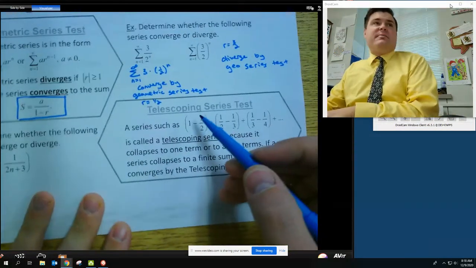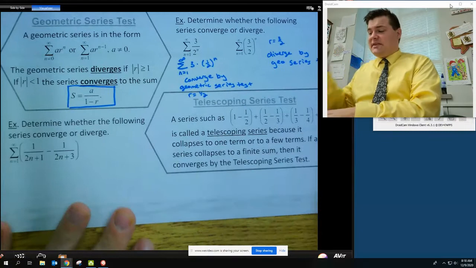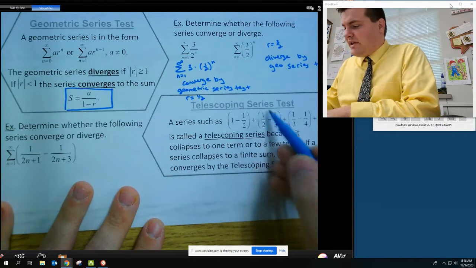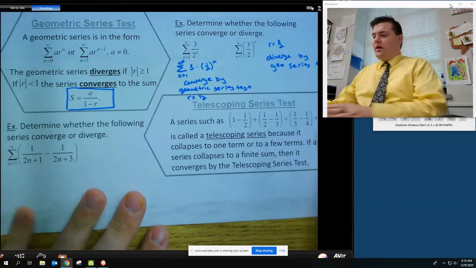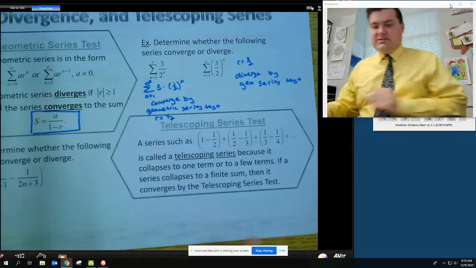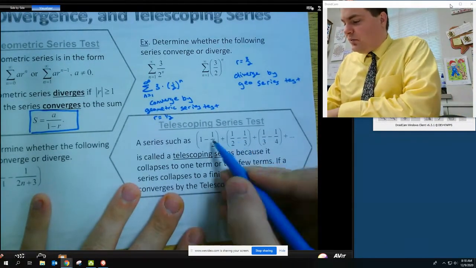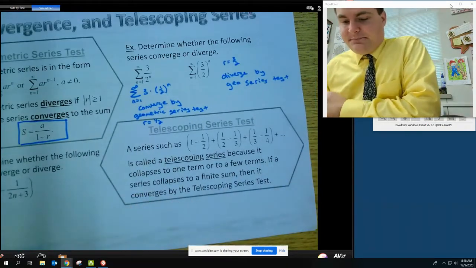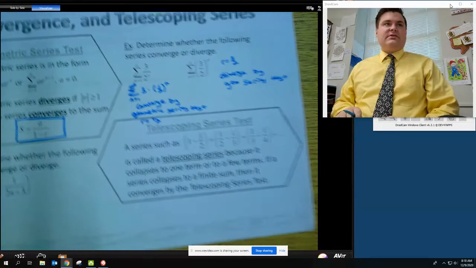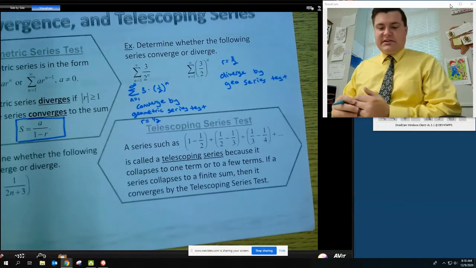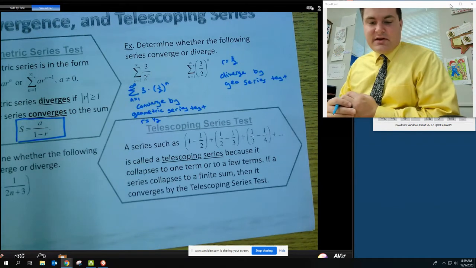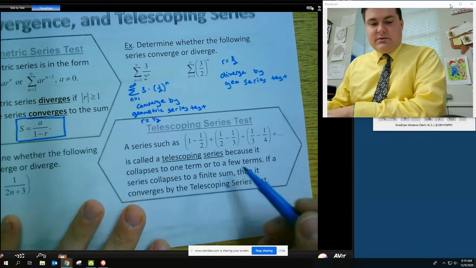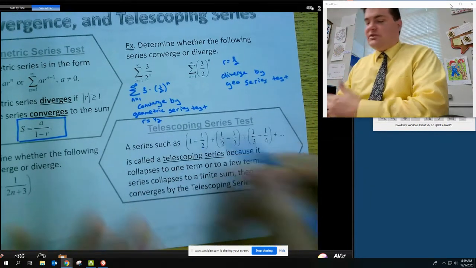Telescoping is a very specific type of test that you might see. So a series such as 1 minus 1/2 plus 1/2 minus 1/3 plus 1/3 minus 1/4. What ends up happening here is these terms right here cancel out. The 1/2s cancel out, the 1/3s cancel out, the 1/4s will eventually cancel out. And then it's going to go ahead and converge here. So if you notice that something is telescoping, then you can actually use the telescoping series test. And what's going to end up happening here is the sum of it will be just the front number.